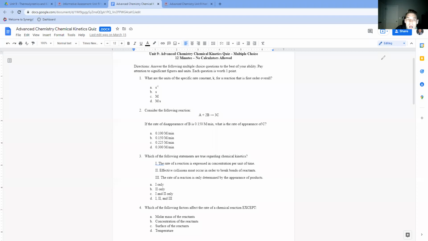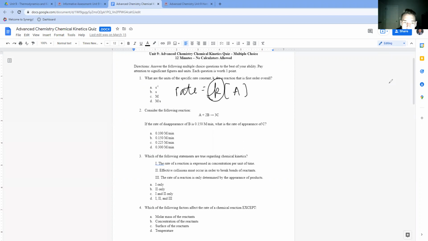All right, so question number one, what are the units of the specific rate constant for a reaction that is overall first order? So if I have a reaction that's first order, I'm going to have an equation that looks like rate is equal to k[A], okay? Now, we're trying to solve for the units for k.